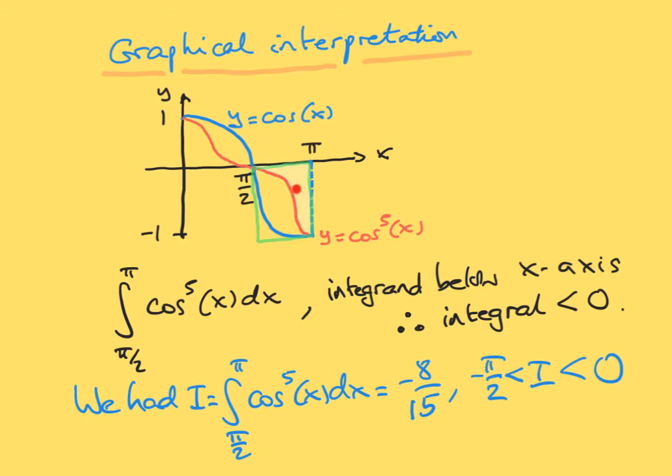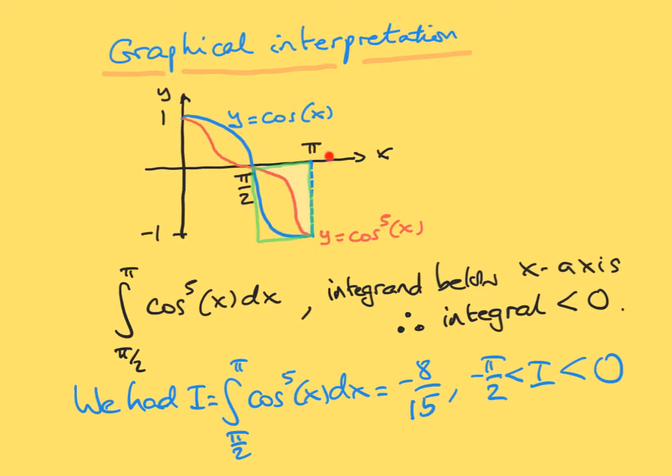And this area between the curve and the x-axis is going to be the value of the integral up to a minus sign. Because this curve lies below the x-axis, the value of the integral is minus this area. So we expect our integral to be negative. And the answer that we obtained was minus 8/15, and so that's completely correct.